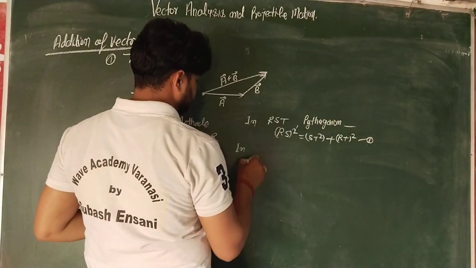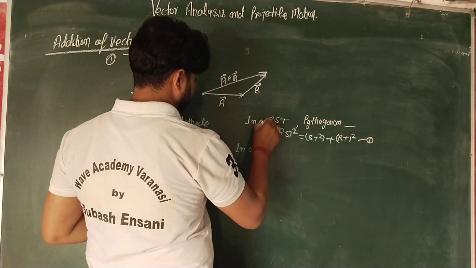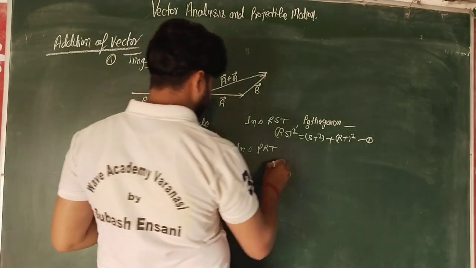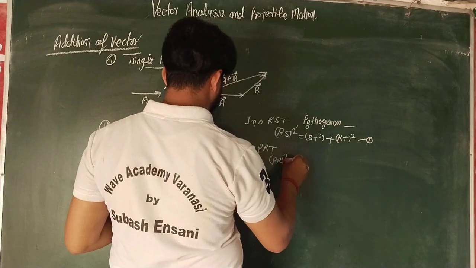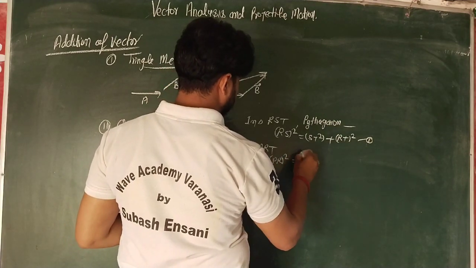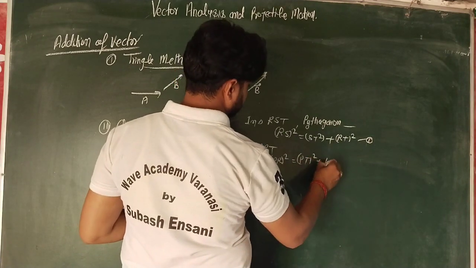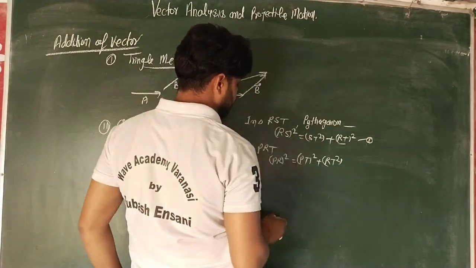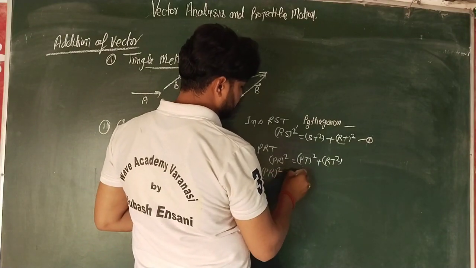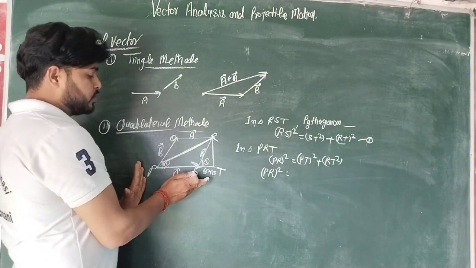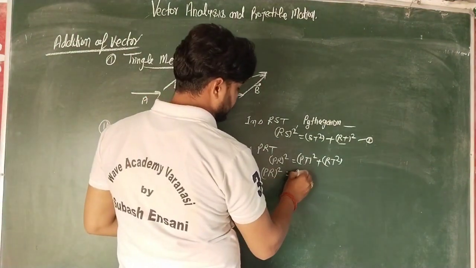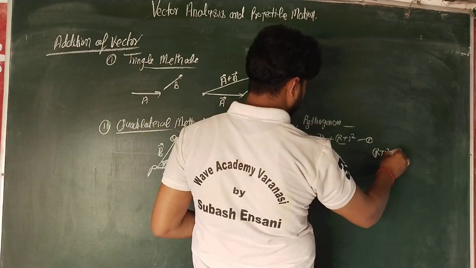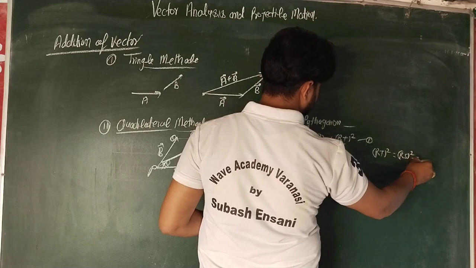In triangle, same is the similarity in triangle PRT, we can also write PR square equal to PT square plus RT square. From equation first we can write RT square equal to RS square minus ST square. So PR square equal to PT, which can be divided in two parts, PS and ST.